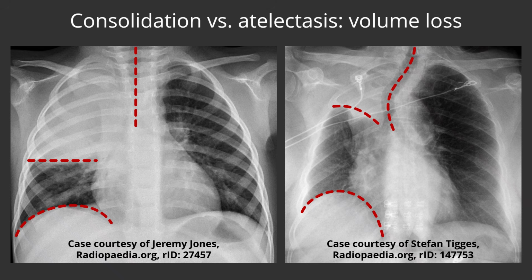It's important to know that I picked the most textbook examples possible for consolidation and atelectasis. In some cases of consolidation, there may also be some atelectasis. And not all cases of right upper lobe atelectasis will have tracheal deviation and diaphragmatic elevation. But fissural displacement occurs in all cases of atelectasis. Unfortunately, the fissural displacement may be hard to see.